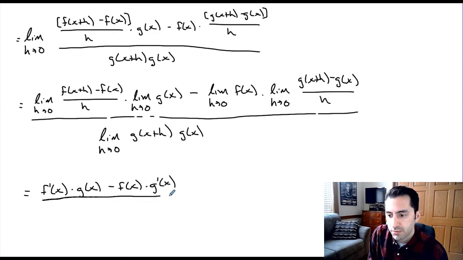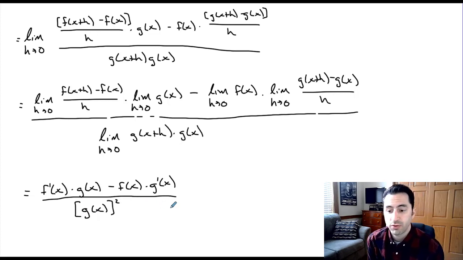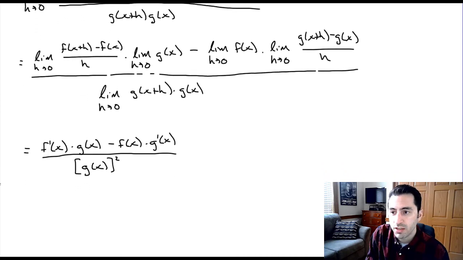And in the denominator, here I can just plug in 0 for h. So the limit of g of x plus h is the same as g of x. And we're multiplying that by another g of x. So this is the same as g of x times itself. Well, I can write that as g of x squared. And there's our quotient rule. So we have the derivative of f times g minus f of x times the derivative of g of x, and that's all over g of x squared.